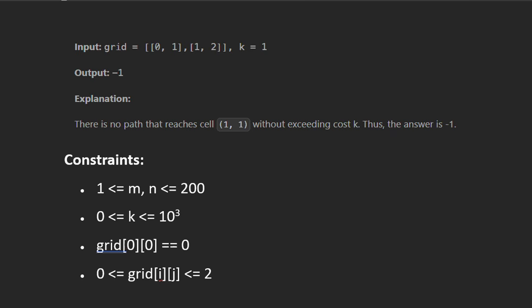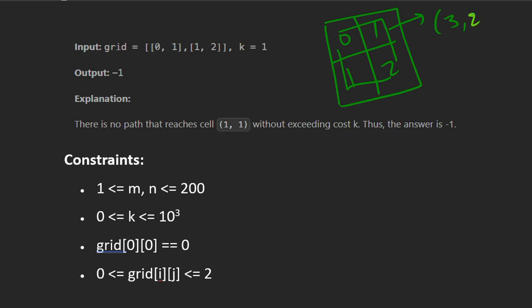The next example: in the next example we have grid as 0, 1, 1 and 2. Again we have two paths, this path and this path. For this path the score is 3 but the cost is 2. Similarly for this path also the score is 3 but the cost is 2. But our allowed cost k is equal to 1. So both paths have cost greater than k, so none of the paths is valid. So we have to return minus 1, right?